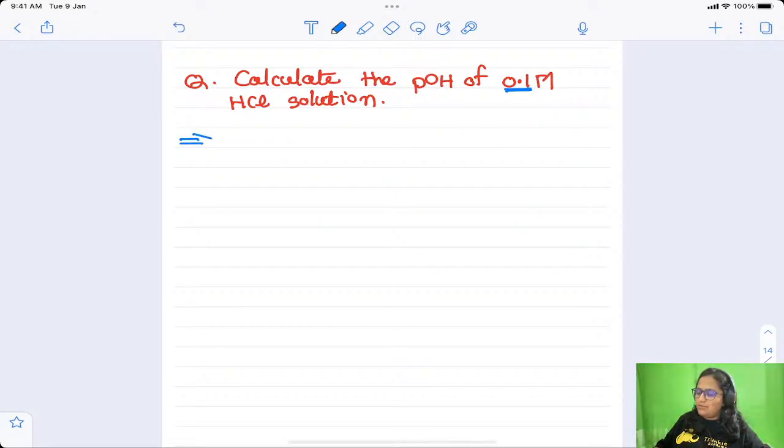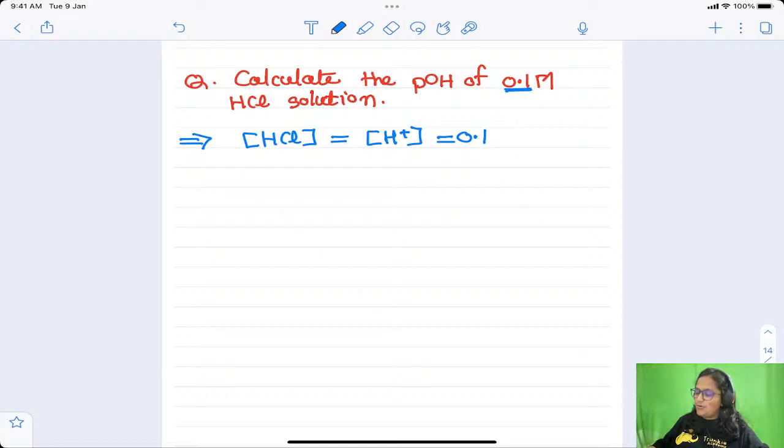As we know, in the case of HCl only one hydrogen is present. The concentration of HCl is nothing but the concentration of H plus, therefore it is equal to 0.1. Now 0.1 is nothing but 1 divided by 10, therefore it is equal to 10 power minus 1 is the concentration.